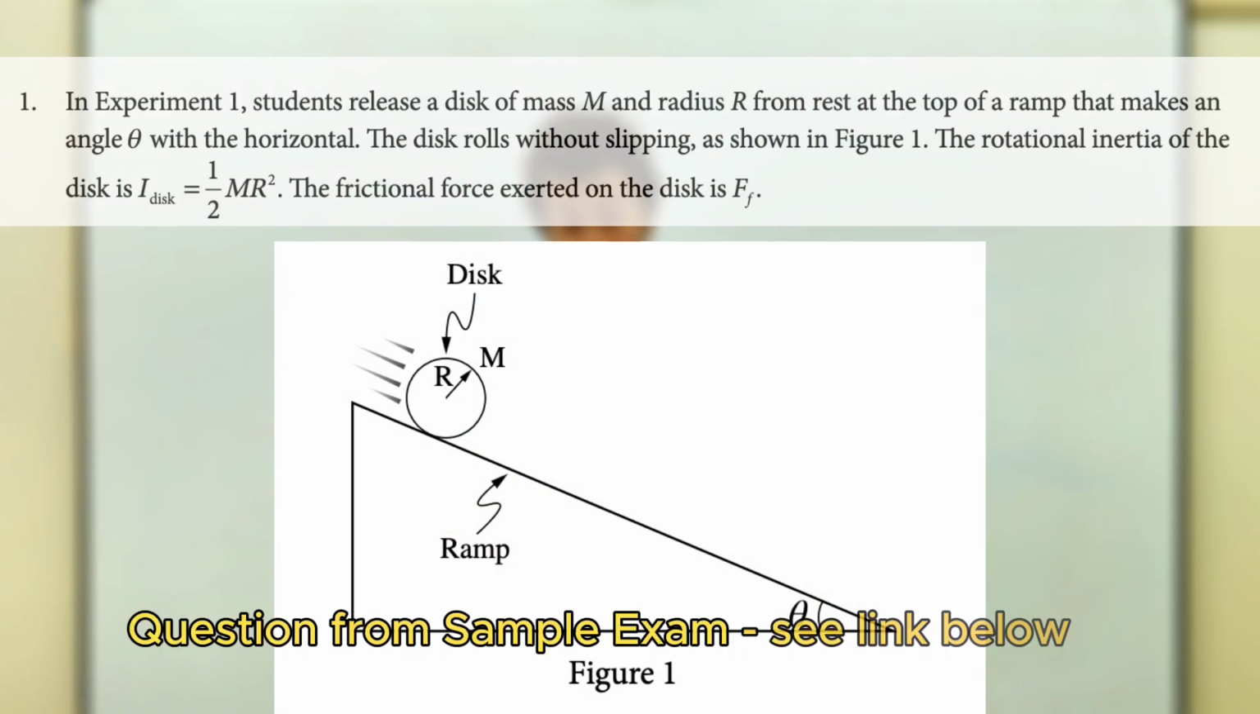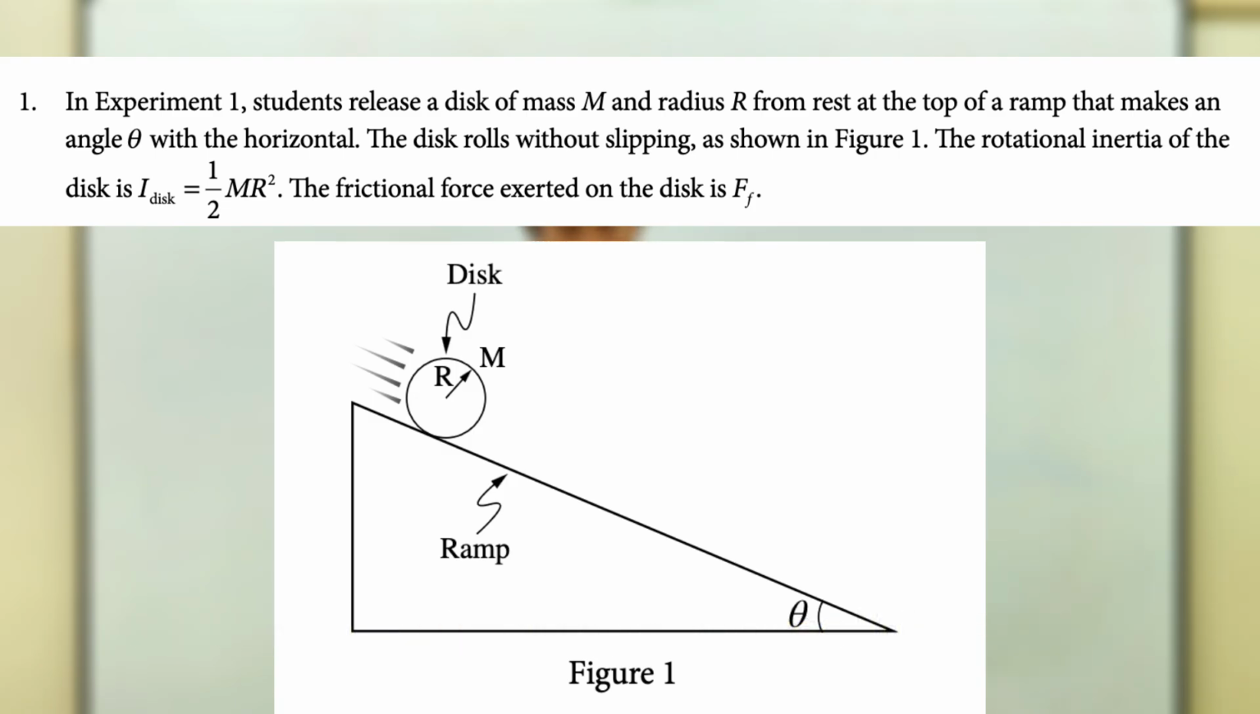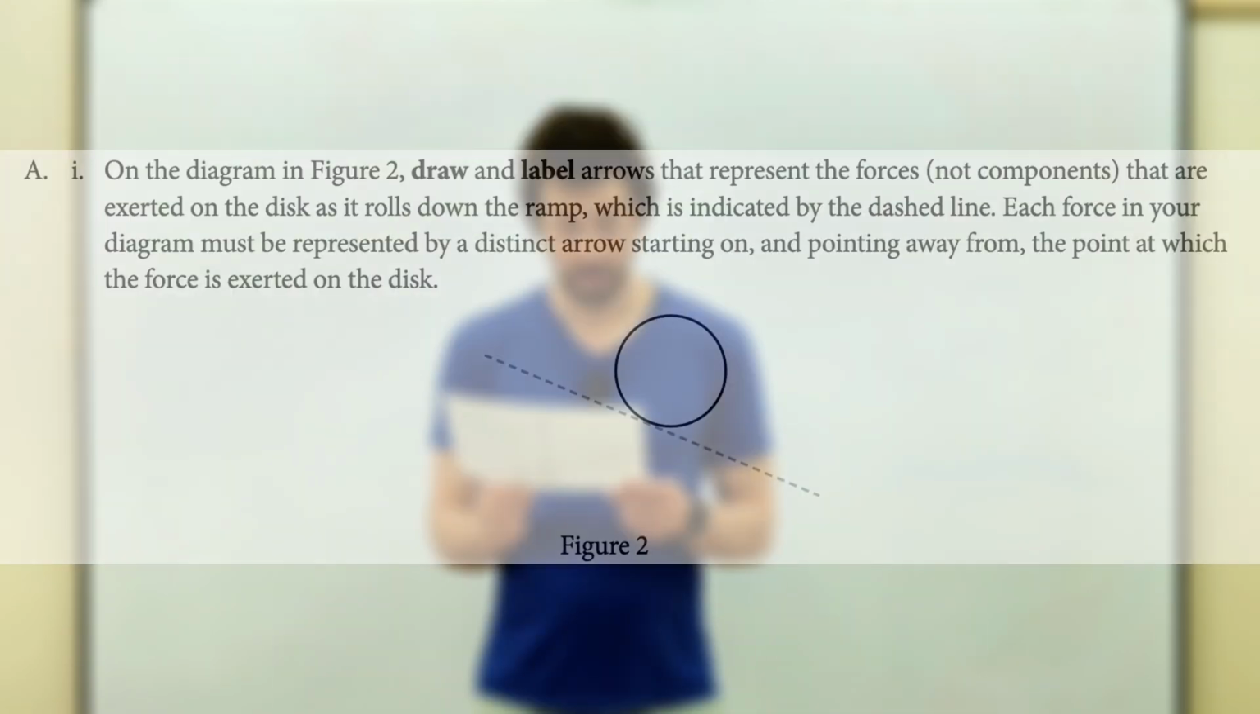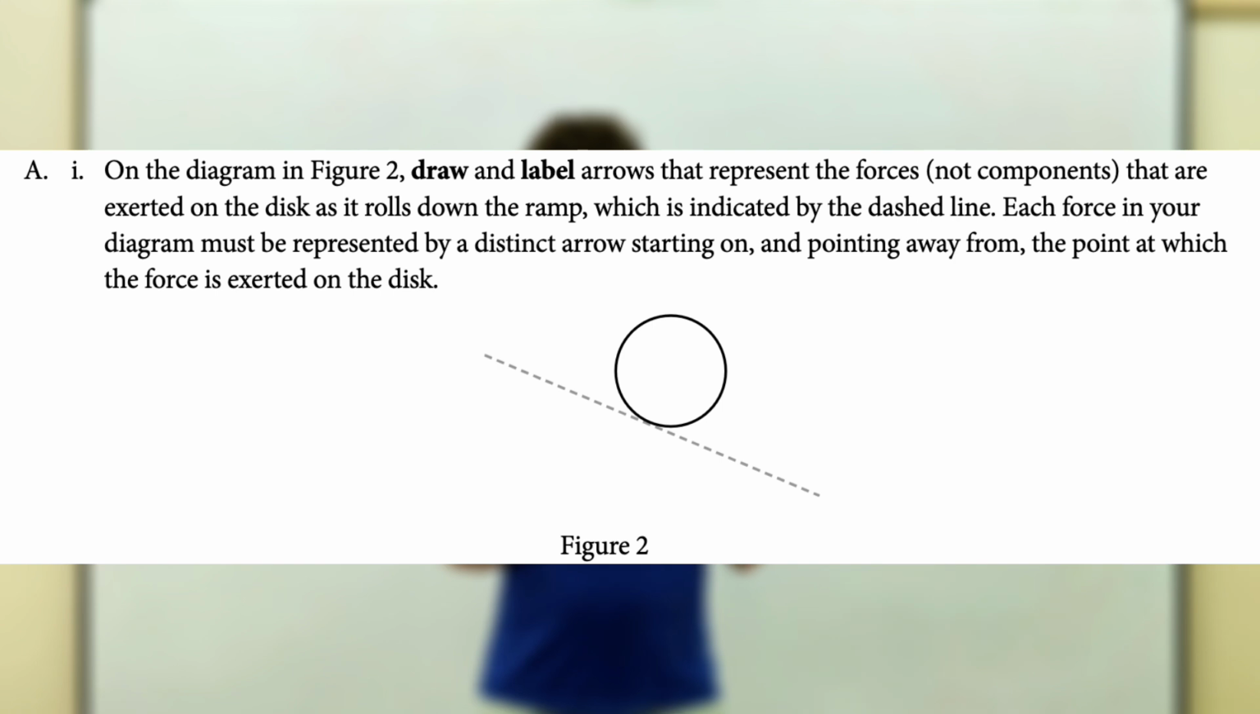In experiment 1, students release a disk of mass m and radius r from rest at the top of a ramp that makes an angle θ with the horizontal. The disk rolls without slipping, as shown in figure 1. The rotational inertia of the disk is I equals 1/2 mr squared. The frictional force exerted on the disk is F. On the diagram in figure 2, label and draw arrows representing the forces that are exerted on the disk as it rolls down the ramp, which is indicated by the dashed line. Each force in your diagram must be represented by a distinct arrow starting on and pointing away from the point at which the force is exerted on the disk.